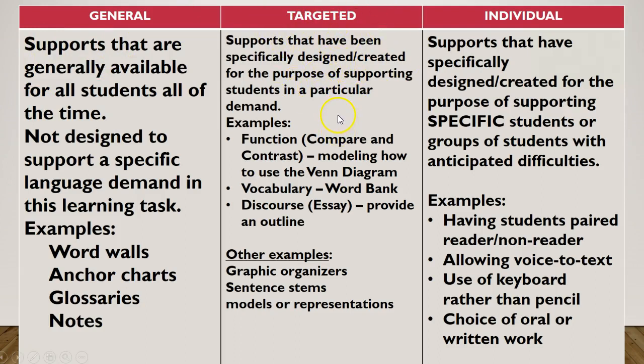But sometimes good teachers will make things or find things that are specific to what they're working on. So if you have specifically designed or created or found a support for students to use to help them with function, for example, modeling how to use a Venn diagram would help students with function, and that would be considered a support. Having a special word bank developed just for this learning task would be a way to support the vocabulary. And then if you're having the students, for instance, write an essay, providing an outline is an example of giving a support for the discourse.